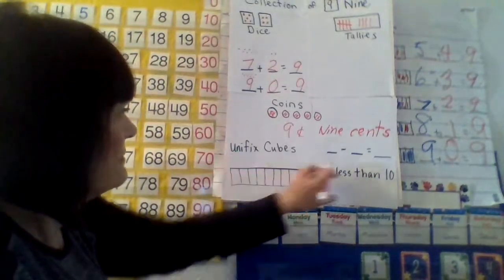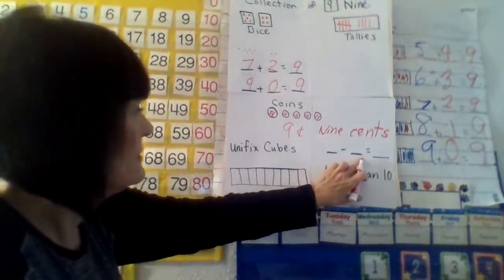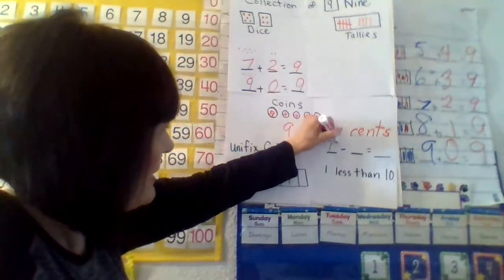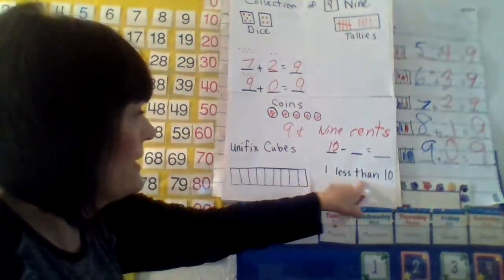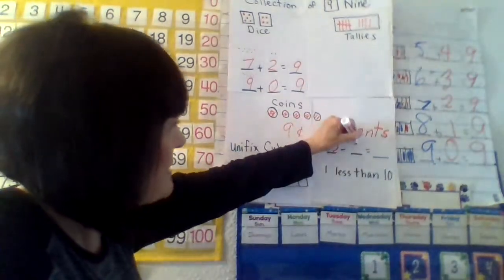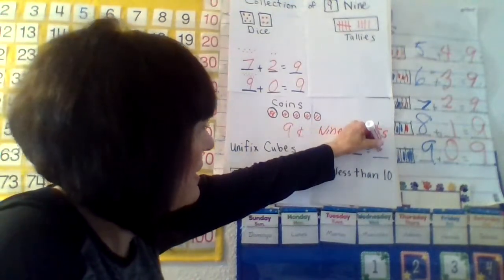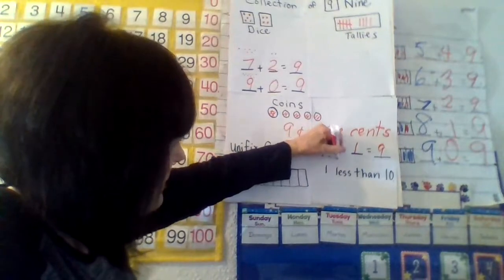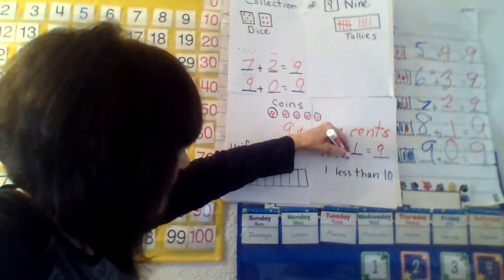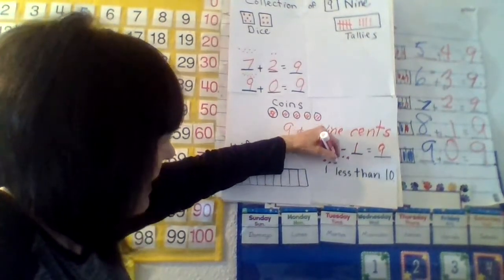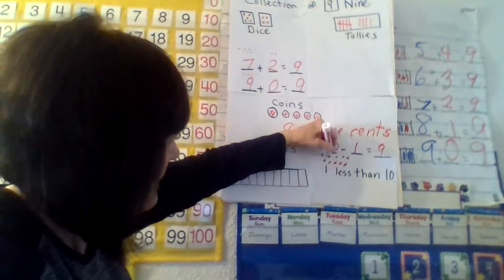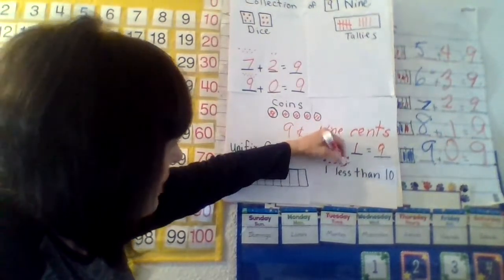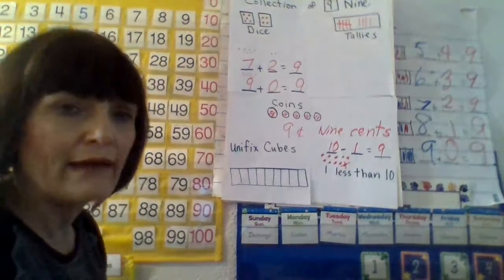Let's see. Let's do a subtraction. See if I started with 10. Because I say I want one less than 10. 10 take away 1 equals 9. All right, so if I have 10 dots, 1, 2, 3, 4, 5, 6, 7, 8, 9, 10, and I cross out 1, how many do I have left?